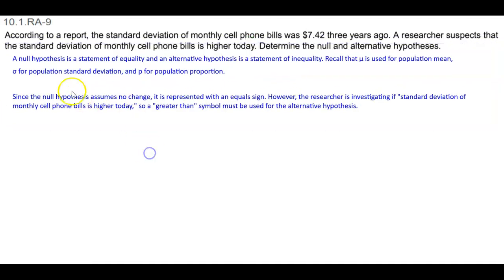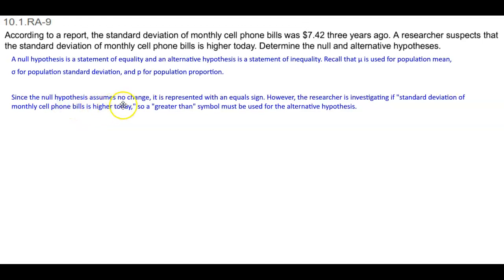Okay, well first, the null hypothesis is a statement of equality, and an alternative hypothesis is a statement of inequality. And recall that mu is used for the population mean, sigma for the population standard deviation, and p for the population proportion. Now, since the null hypothesis assumes no change, it is represented with an equal sign. However, the researcher is investigating if standard deviation of monthly cell phone bills is higher today. So a greater than symbol must be used for the alternative hypothesis.